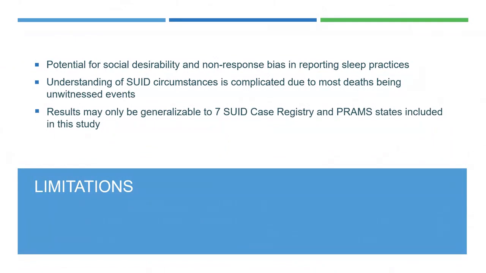There were some limitations to this study as well that I'd like to mention. There was the potential for social desirability and non-response bias in reporting sleep practices for cases and controls. Because most SUID deaths are unwitnessed, as I've mentioned several times, there are limitations in how much data on the circumstances of death are missing. And finally, the results may only be generalizable to the 7 case registry and PRAM states included in the study.